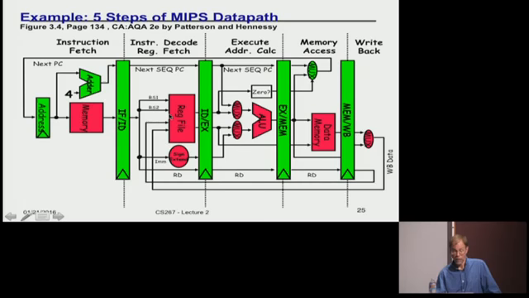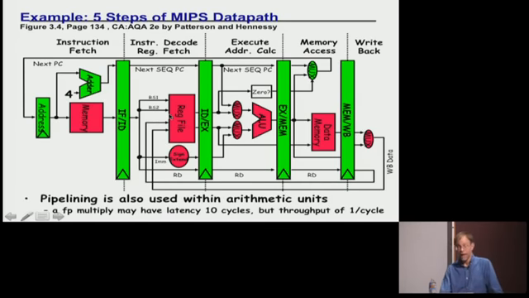But this is how the hardware works. And actually, there's pipelining not just at this level, but there's pipelining inside these boxes. That box there is called the ALU, Arithmetic Logic Unit. So that's where the actual arithmetic happens.